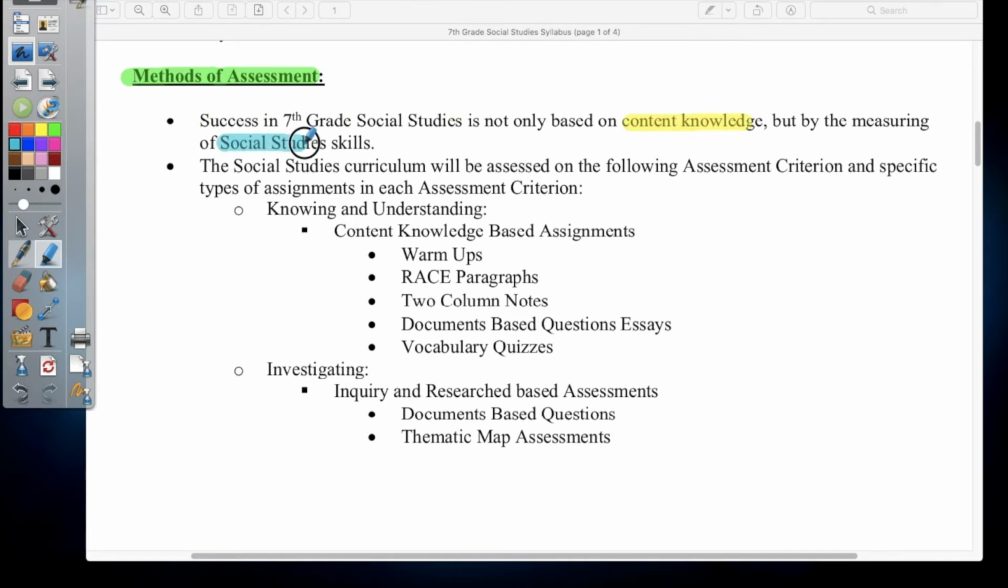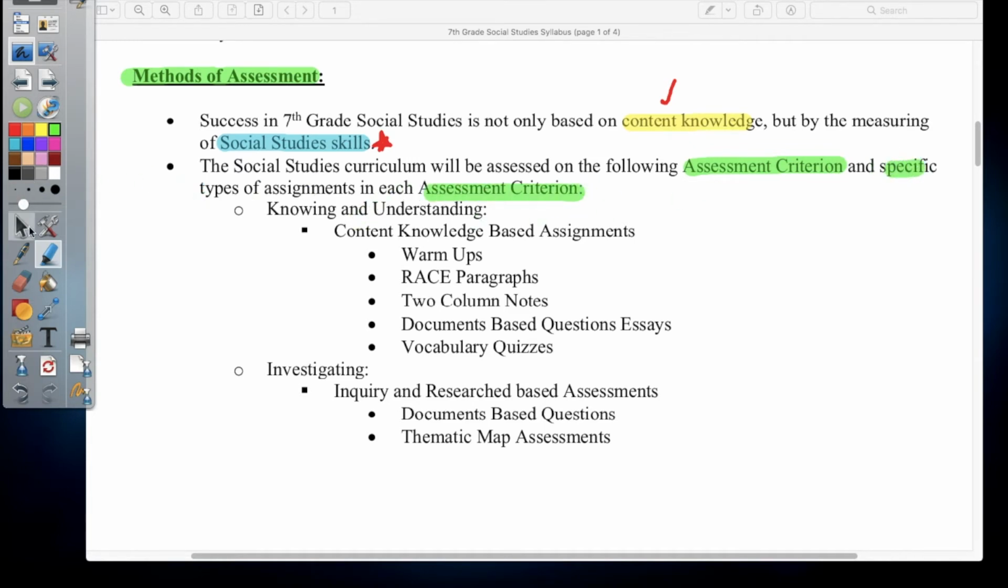So this is what we were talking about earlier today when I was talking about your units, all right? Content knowledge is important. That is true, okay? But I focus primarily on your social studies skills. The reason I am able to do that is that every single assignment that you work on for me will have a rubric attached to it. Those rubrics are called assessment criterion. Each one of my assignments has a very specific assessment criterion that I'll be addressing.